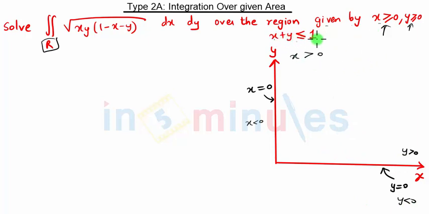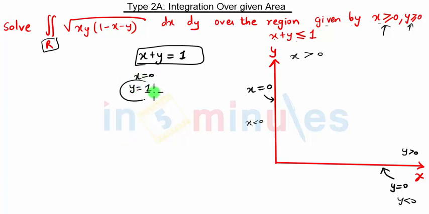Then we have x plus y less than or equal to 1. First we will consider x plus y equal to 1. This is a straight line. To find the coordinates of this line, we will first put x equal to 0. When we put x equal to 0, we get y equal to 1. So this point is (0, 1). To find the x coordinate, we put y equal to 0 and we get x equal to 1. So this point is (1, 0). So these 2 points are two ends of the line.